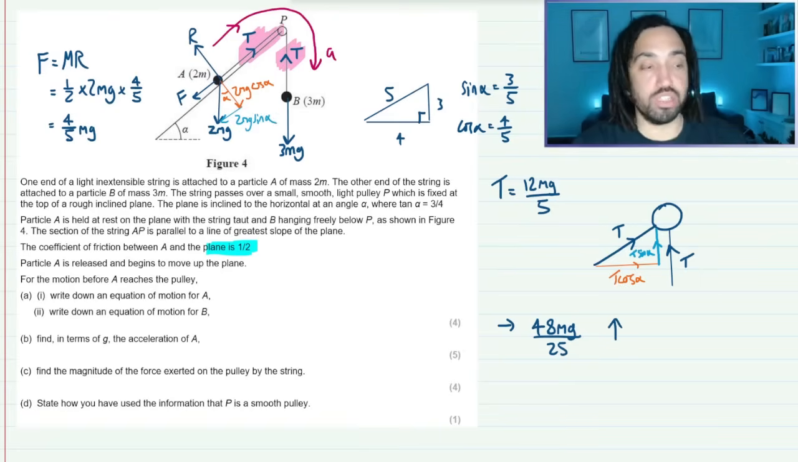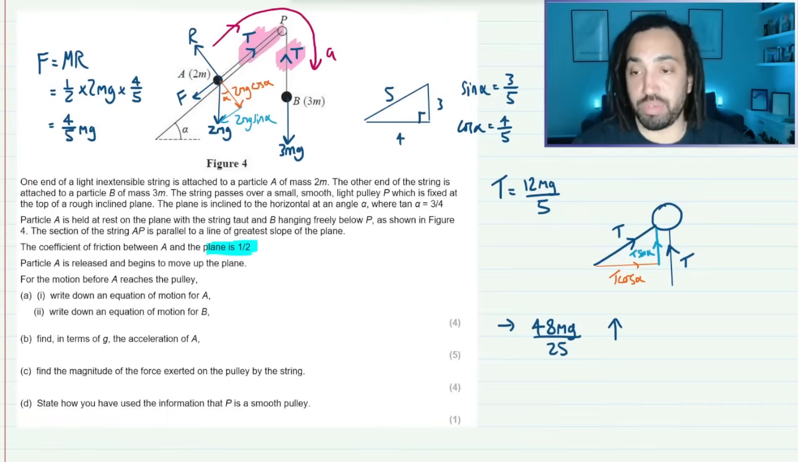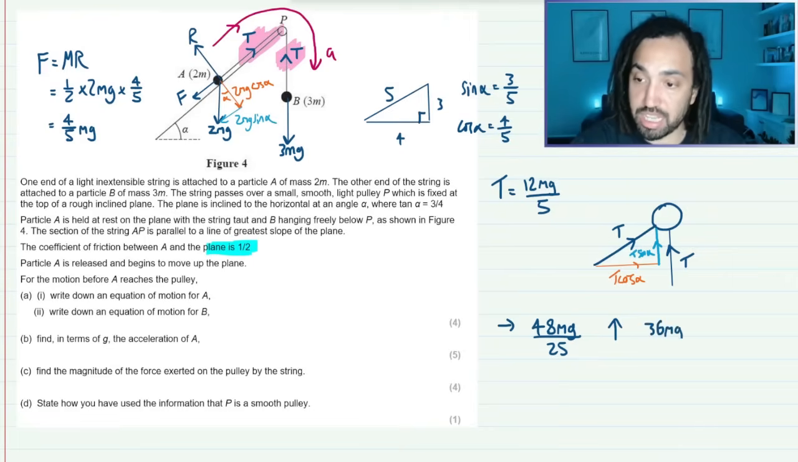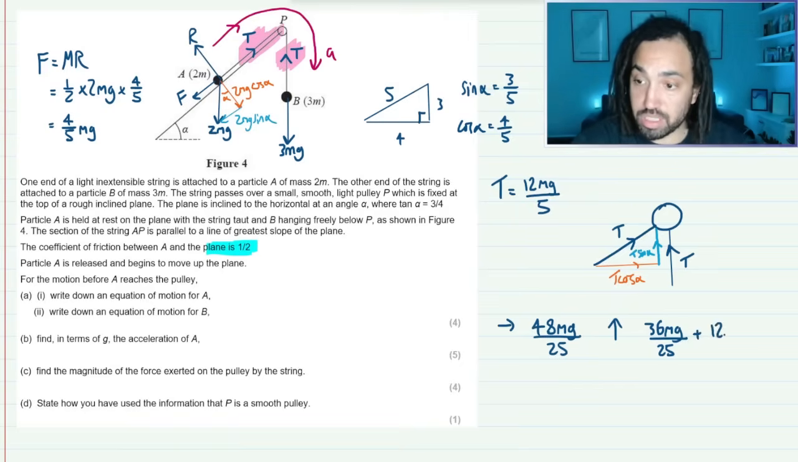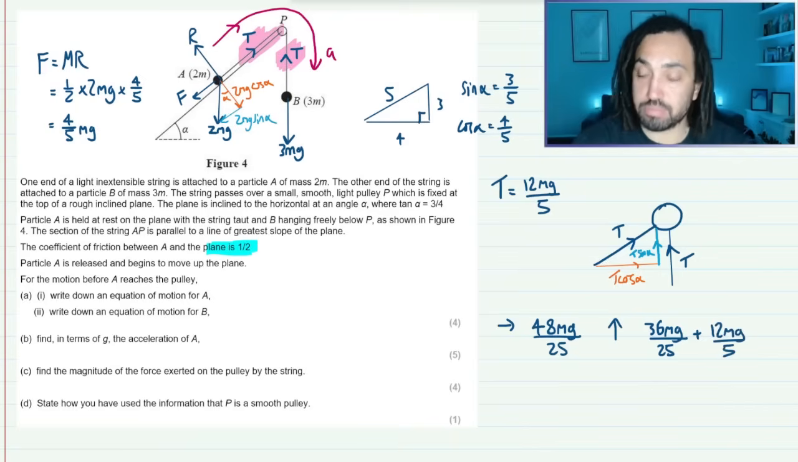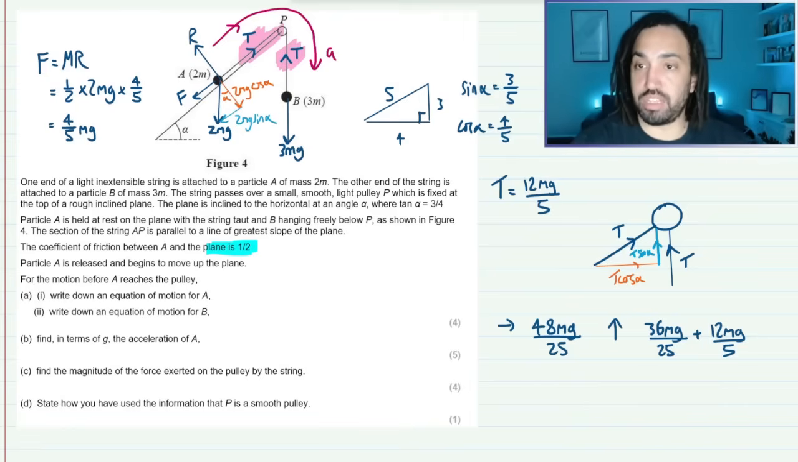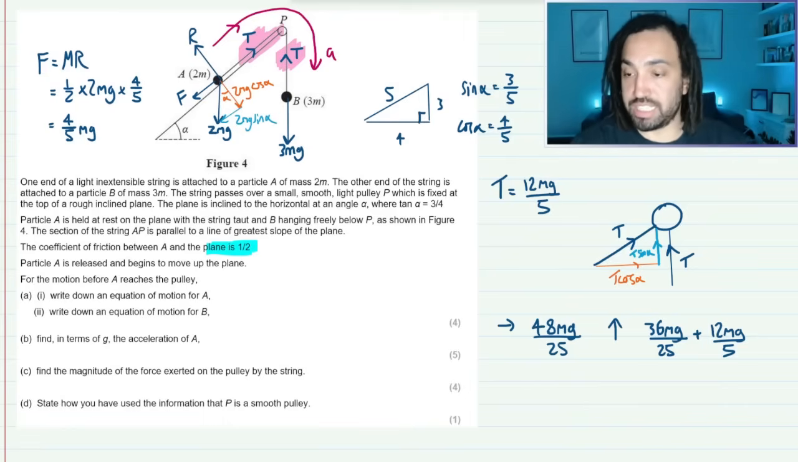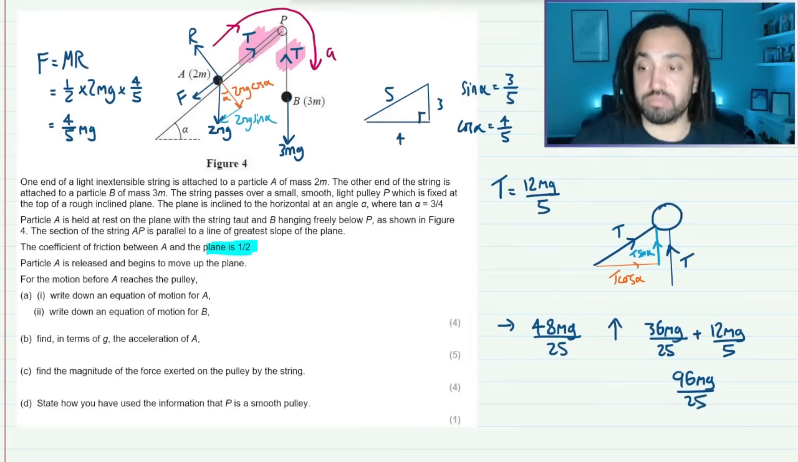And now let's look at the vertical components. We've got T sine alpha, which again we know T and we know sine alpha, so that will be a total of 36mg over 25. And we're also adding on T, which is just 12mg over 5. Okay, now 12mg over 5 we can add to the 36mg over 25, and that gives us 96mg over 25, like that.